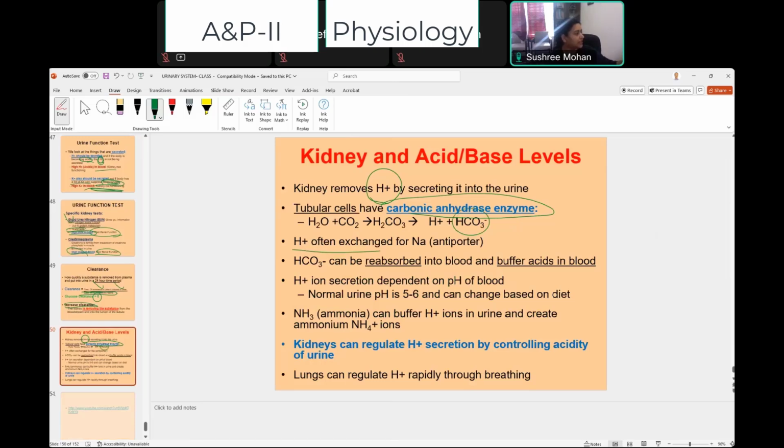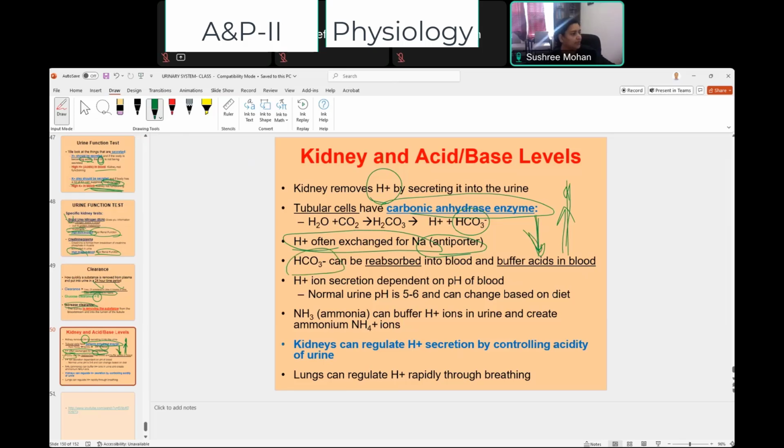And H+ is exchanged for sodium as an antiporter. I told you antiporter means moves in opposite direction. Symporter means same direction. So sodium is taken back into the system. Hydrogen is thrown out into the urine. This is reabsorbed. Sodium is reabsorbed. Hydrogen is secreted.